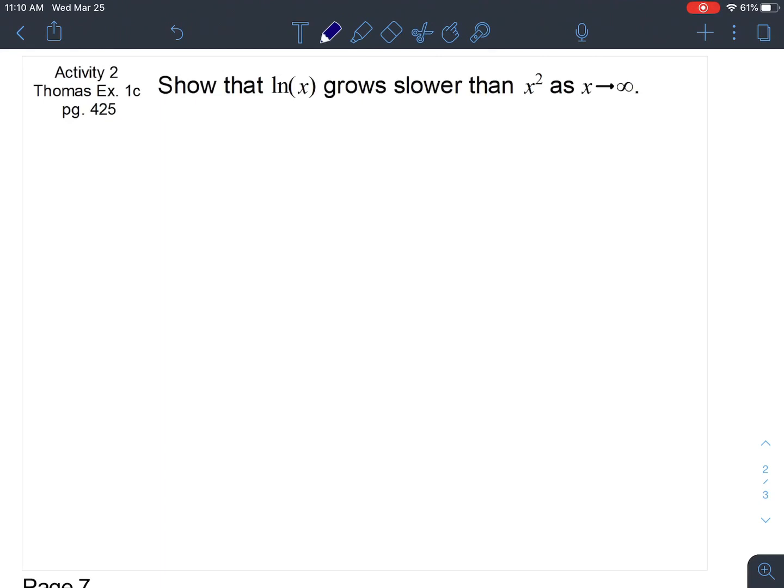All right, so this time I'm going to do it a little bit differently. If we're supposed to show that natural log of x is going to grow slower than x squared, well, we need to show then that either natural log of x over x squared is going to go to 0, or x squared over natural log of x is going to go to infinity. So when I said I was going to do something different, this time I'm going to show that it's going to go to 0. So I'm going to put natural log of x on top. I'm going to put x squared on bottom. I'm hoping that I can get this to be equal to 0.